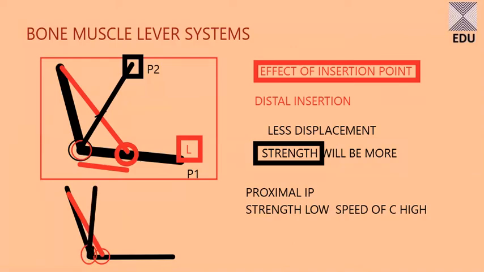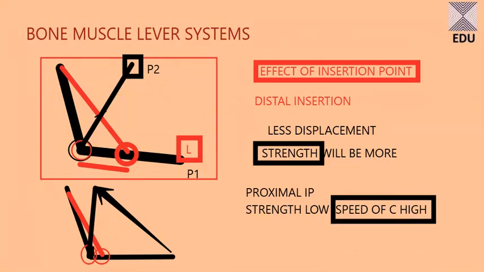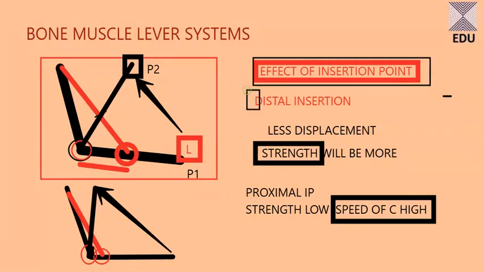So here the displacement is more, so that means the speed will be higher in this particular case, in the lower case, but in the upper case the displacement is less, but the strength is more and the speed is less. So this is the difference between the two types of the insertion points. So you might get a question on that: what is the effect of the insertion point. So you must answer with the distal insertion points and the proximal insertion point. So I hope that you have understood the topic.